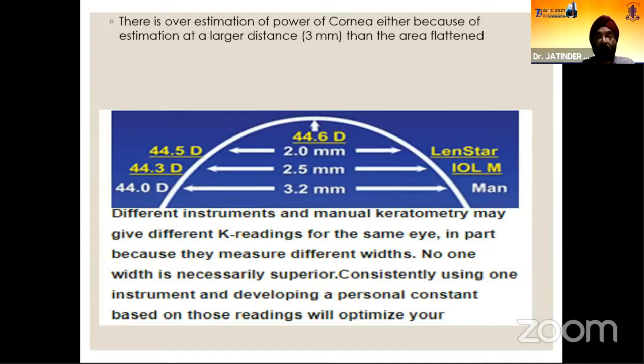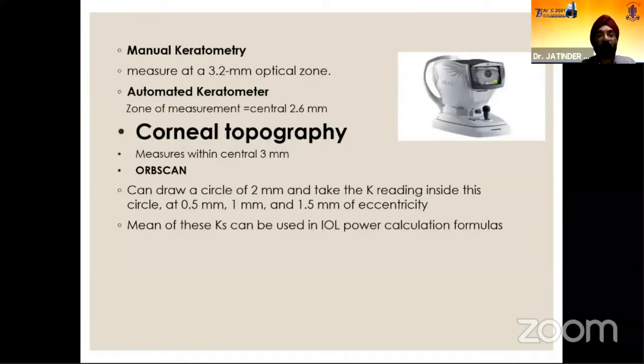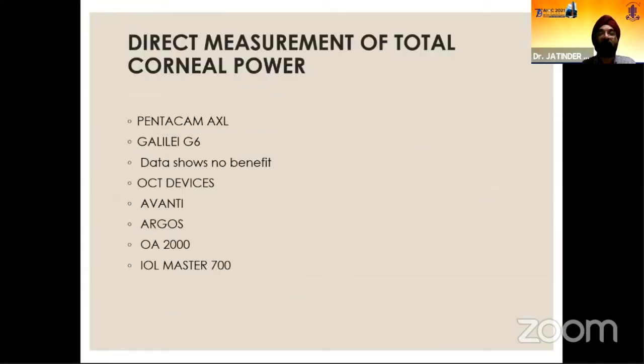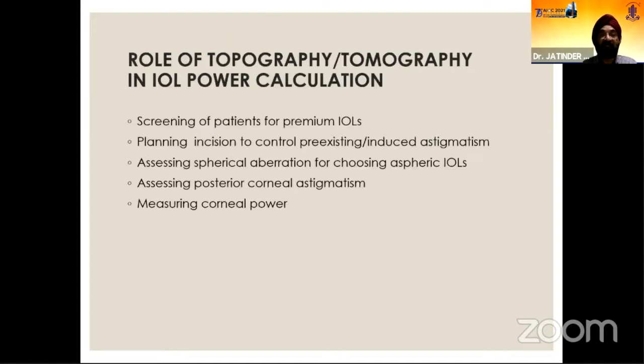Assessment of corneal power is the first parameter, and it can be done by either of these machines. But we have to remember that all these machines may give different keratometry readings, not that any machine is better than the other, but for the simple fact that the closer you measure to the center of the cornea, the higher the power you get because of the prolate shape of the cornea. Manual keratometry estimates at 3.2 millimeter, corneal topography at 3 millimeter, automated keratometry at 2.6 millimeter.